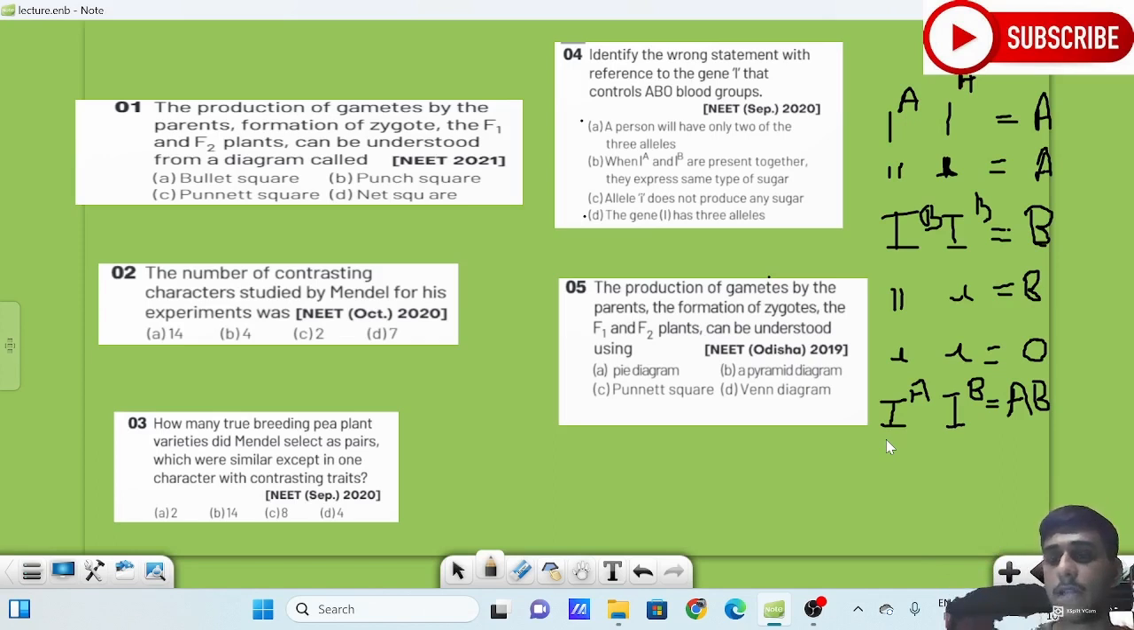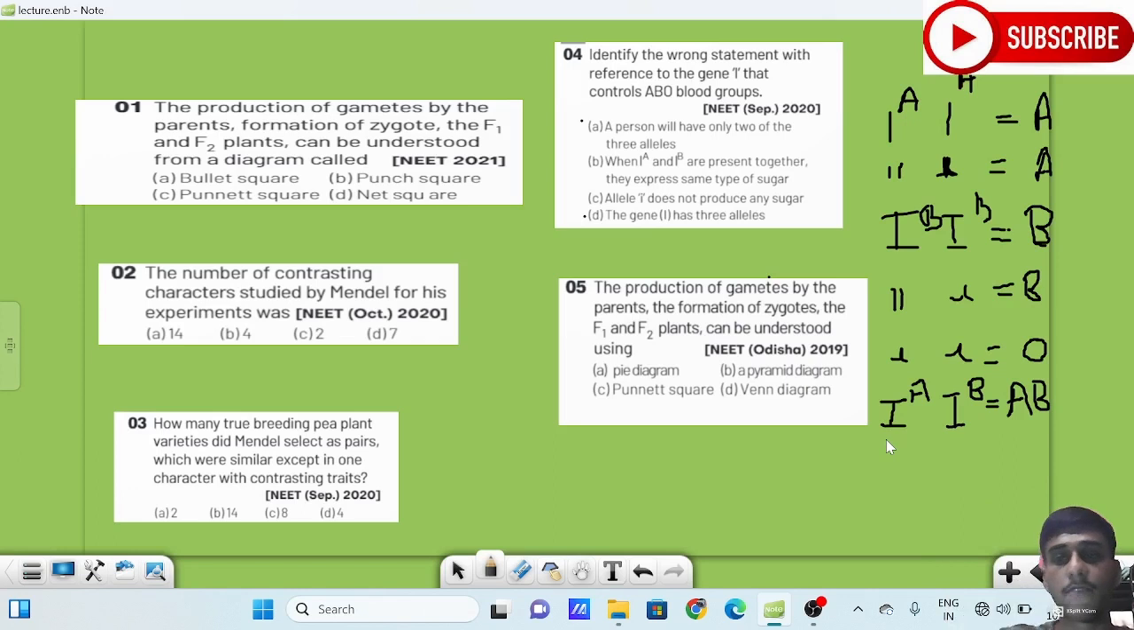I think you got an idea. You should also remember the sequence of the oligosaccharide present in the plasma membrane. What is the sequence? Glucose, galactose, N-acetyl glucosamine, then galactose, fucose. This is the oligosaccharide sequence. Whichever sugar comes at the end of the oligosaccharide determines the blood group.